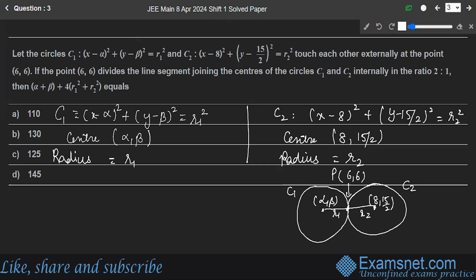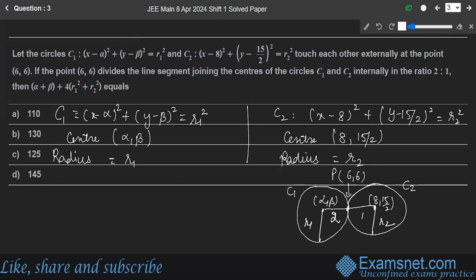Now, let's move forward. What we have to find out is this. So I need alpha, I need beta, I want R1 and R2. So first of all, let's find out alpha and beta. You're also given one more thing, that this line is being divided in the ratio 2:1. So this is 2:1 ratio. This is your R1 and R2. Hope the figure is clear to you.